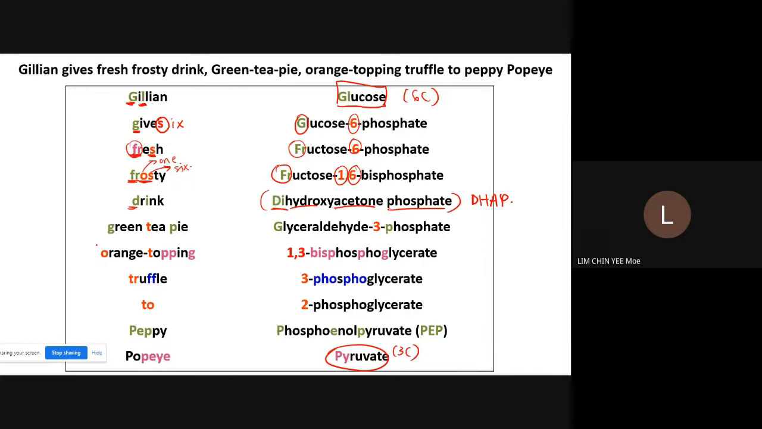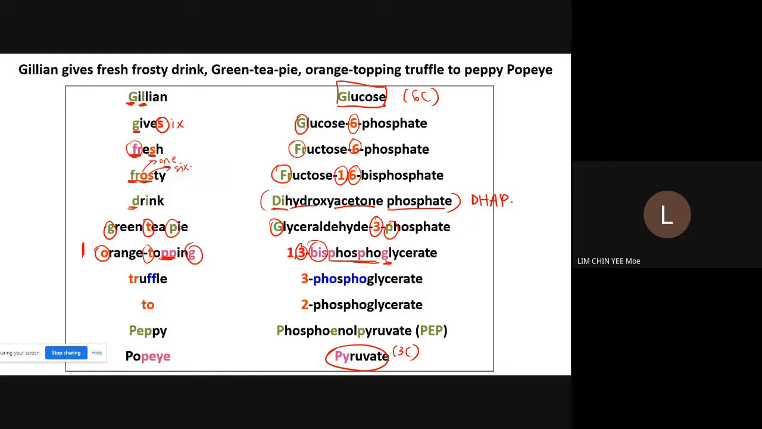Okay, but then now, you can see we start to have P. Once dia ada P, semua, bukan P dulu, nanti ya, nanti itu glycerate. So, ini green tea pie, G for glycerate, T ialah 3, and then P ialah phosphate. And then, orange topping. This one, you can remember all the name. O for 1. Okay? 1, 3. And then 2 P, maksudnya bisphosphor. Ada 2. Bisphosphor, and then G for glycerate.